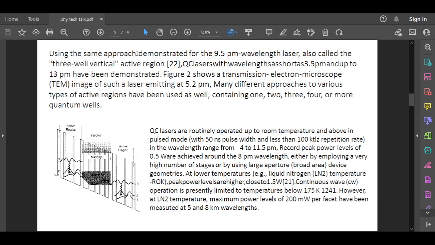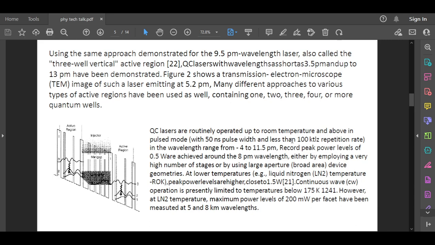Using the same approach demonstrated for the 9.5 micrometer wavelength laser, also called the 3-well vertical active region, QC lasers with wavelengths as short as 3.5 micrometers and up to 13 micrometers have been demonstrated. The figure shows a transmission electron microscopic image of such a laser emitting at 5.2 micrometers. Many different approaches to various types of active regions have been used as well, containing 1, 2, 3, 4 or more quantum wells.